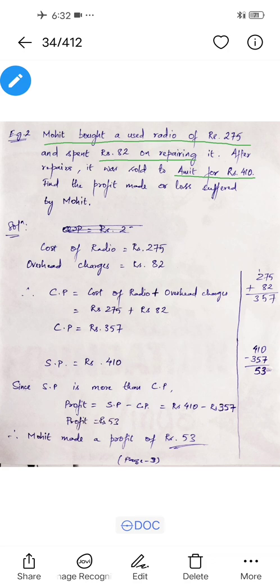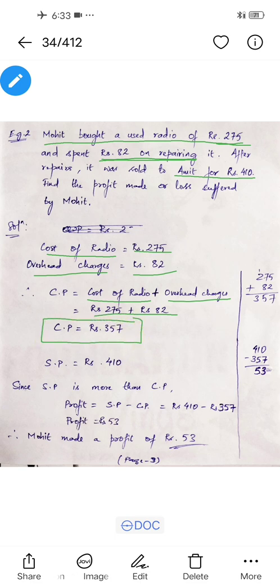So here we will write in the solution cost of radio. Mohit bought a radio for rupees 275. This is the cost. So rupees 275 written here, but there were some overhead charges, right? He spent rupees 82 on repairing, so this is overhead charges, that is rupees 82. And we have learned in the first page that CP is equal to cost of product plus overhead charges. So the real CP is 275 plus 82, which comes up to rupees 357.